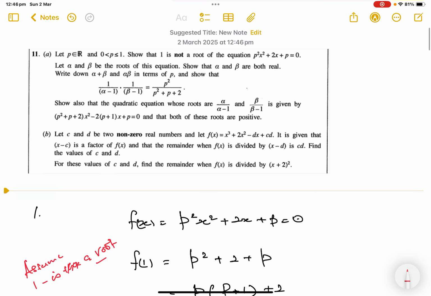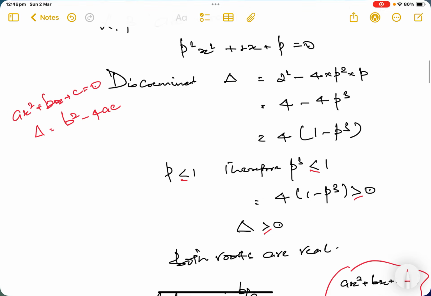Right, the last part. For these values of c and d, find the remainder when f of x is divided by x plus 2 squared. Okay.